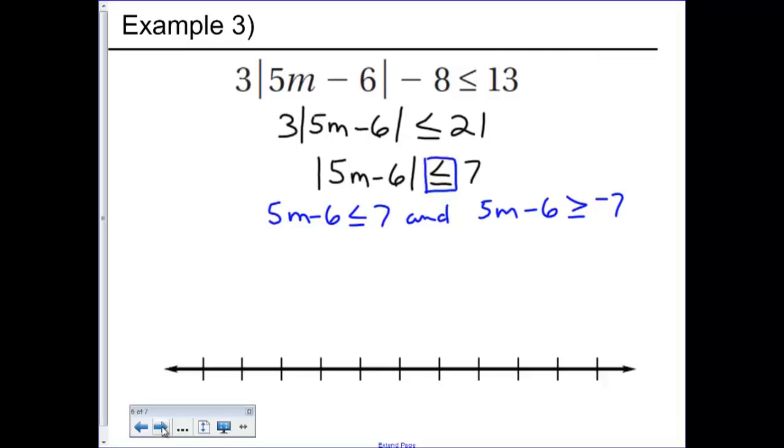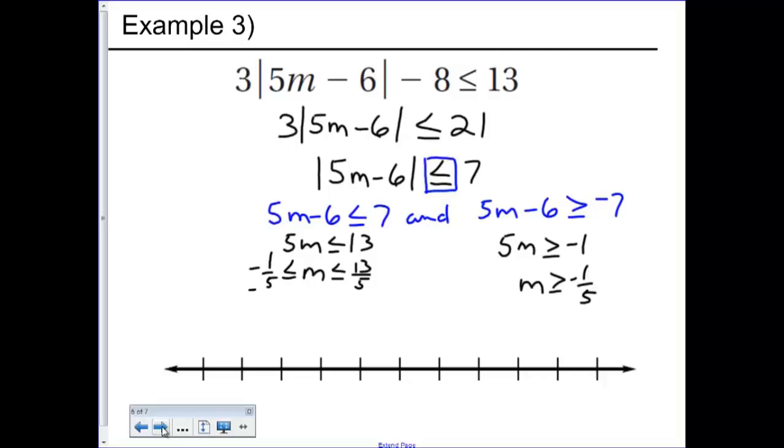Continue solving. 5m is less than or equal to 13. M is less than or equal to 13/5, which I believe is 2.6. We'll figure that when we get to the graph. 5m is greater than or equal to negative 1. M is greater than or equal to negative 1/5. Okay, so m is greater than or equal to negative 1/5. So you can see we can write that as one big compound inequality.